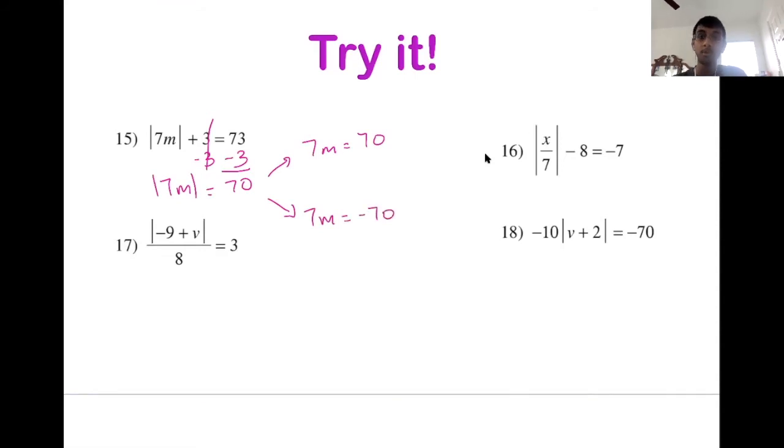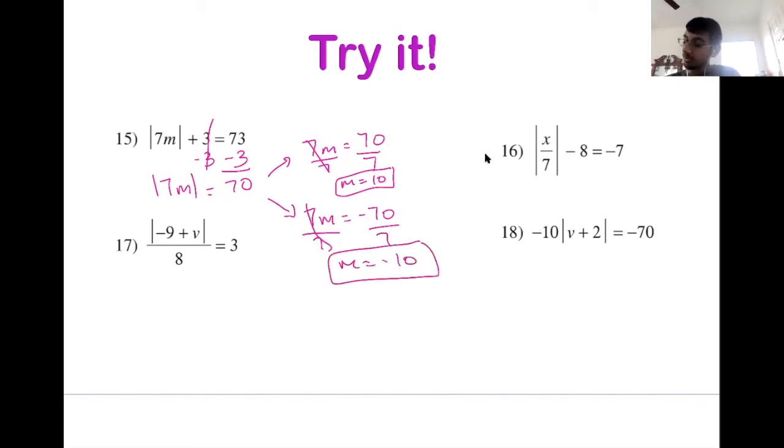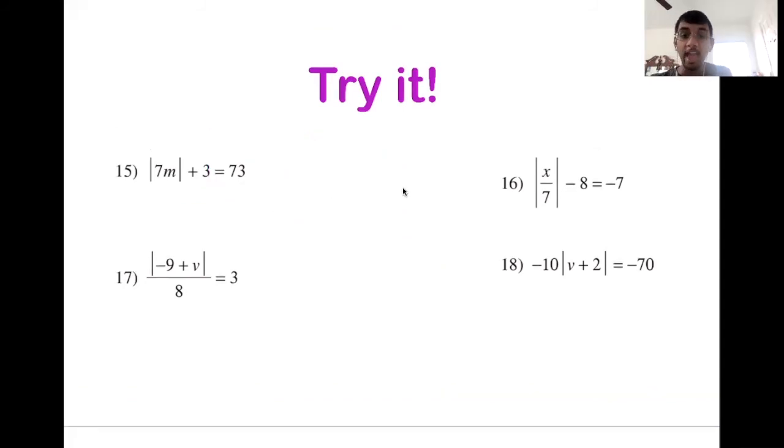So now that we know that, we can basically solve this by dividing by 7 on both sides. So m would equal 10 on this one. And if we did the same thing over here, m would equal -10, right? So very, very easy. So now we've done that problem. I'm going to have to erase this because I'm running low on space. Number 16: x over 7 minus 8 is equal to -7.